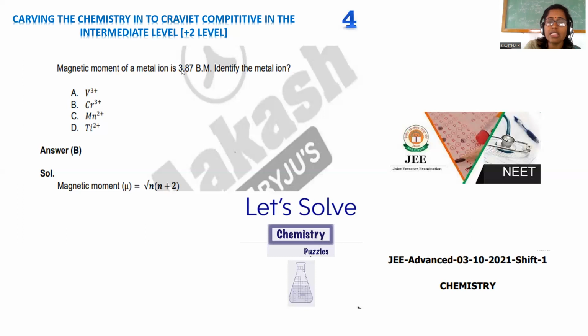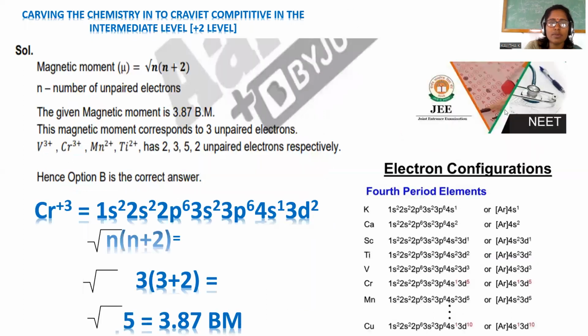3.87 corresponds to 3 unpaired electrons. That is calculated by using the magnetic moment formula, which is called the spin-only magnetic moment. Under root n into n plus 2 is the formula. Let's go solve this one. The magnetic moment formula is under root n into n plus 2 and the magnetic moment is given as 3.87. In order to get 3.87, the n value must be 3. 3 unpaired electrons are required over here.